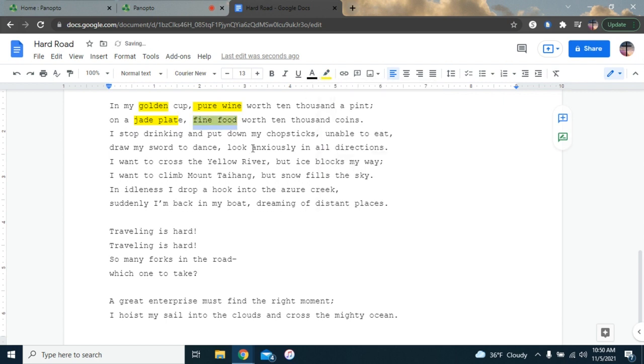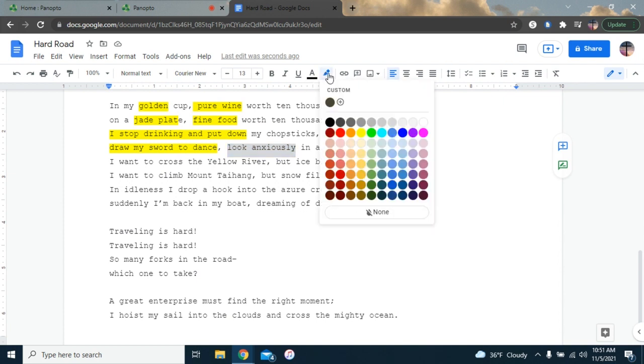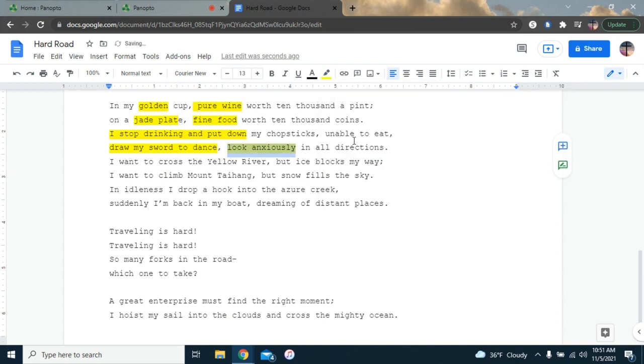And imagery is also anything that's pointing to action, like verbs. So you can see that he says, I stopped drinking, I put down my chopsticks. So all of that's imagery. He draws the sword to dance. And we see that he looks anxiously in all directions. And really, when you look at the poem, you don't realize how much imagery is within it. Ice blocks my way.